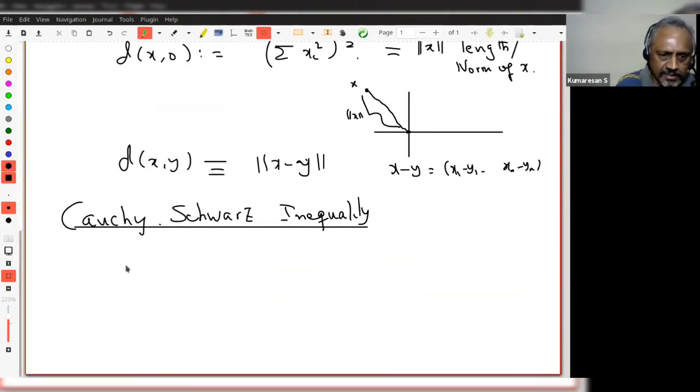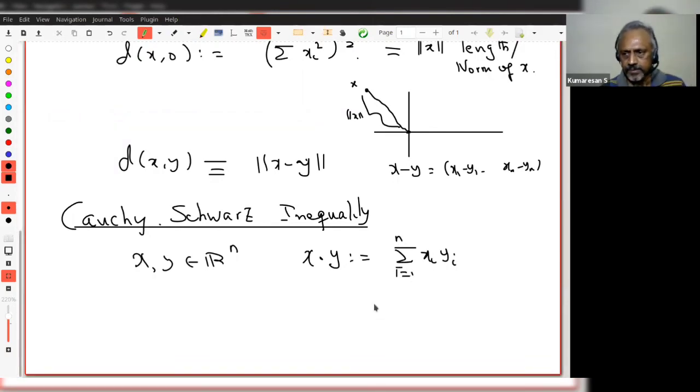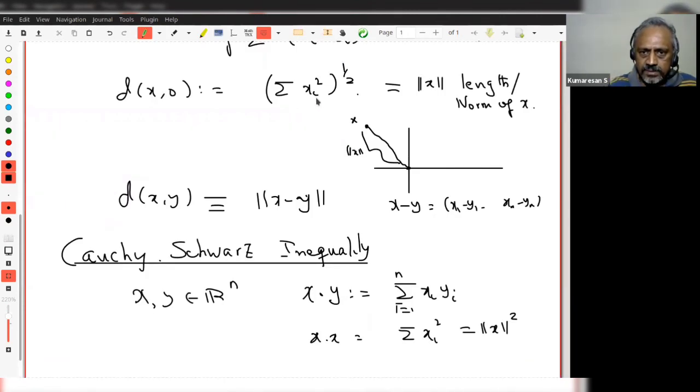Given two vectors, x and y in Rn, I have what is known as a dot product, x dot y. This by definition is the summation of xi yi, i equal to 1 to n. Right? Therefore, what is x dot x? That is the sum of xi squared. But what is that? That is what we call length squared. You understand that? Go back. This is length. Therefore, this is length squared, x dot x. X dot y is this.